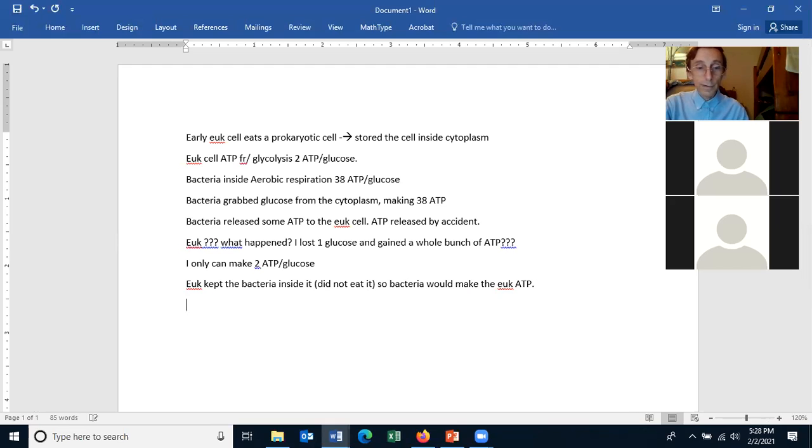So the two became symbiotic, meaning they lived together, they lived in harmony with each other. The bacteria made ATP for the eukaryotic cell. The eukaryotic cell in return gave the bacteria a home and provided it with glucose. Any question about any of that?